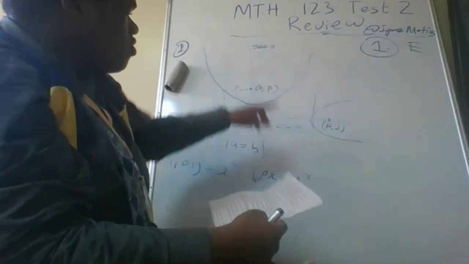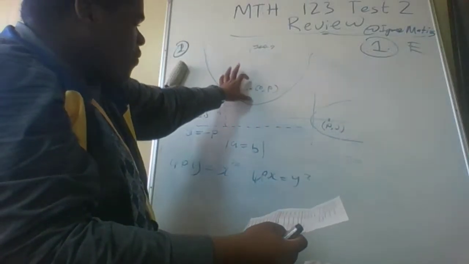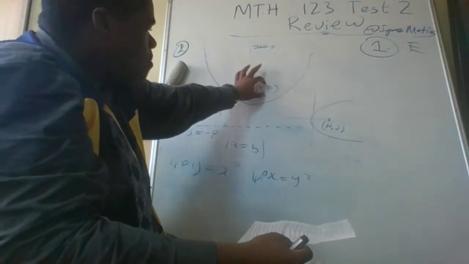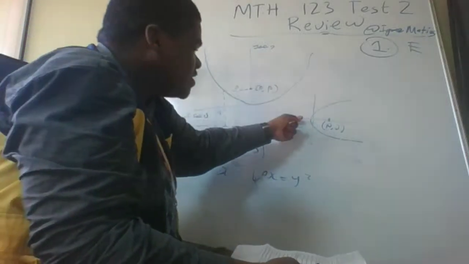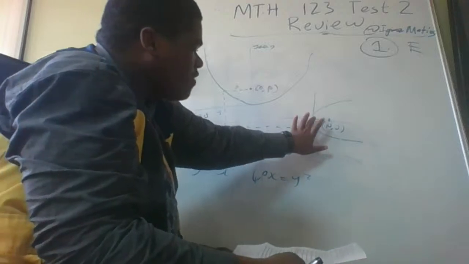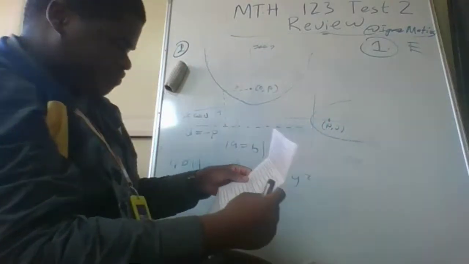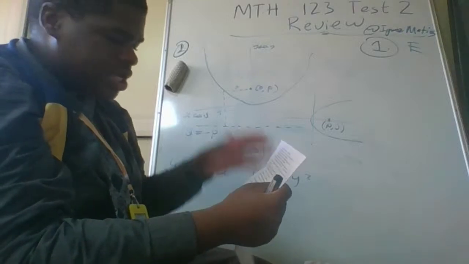The reason why it is (0, p) is that it is on the y-axis, and on the y-axis x is equal to 0. So we have the point (0, p). But if it's on the horizontal axis, you are going to have y is equal to 0, and you are at the point (p, 0). Okay, so option A is wrong.